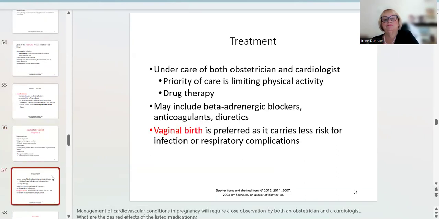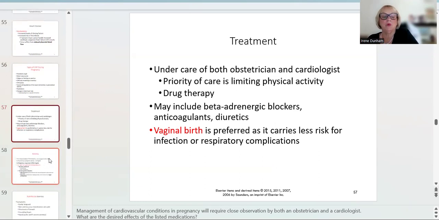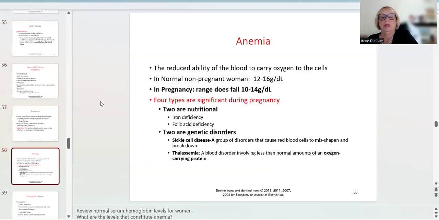Okay, so what's your treatment? Well, she's going to be under the care of an obstetrician and a cardiologist. Okay, it gets very complicated, and usually we try to get them to deliver. We do try to get a vaginal birth. It's preferred because it has less risk of infection or respiratory complications, and you don't want to put any more of a workload on this kind of patient.